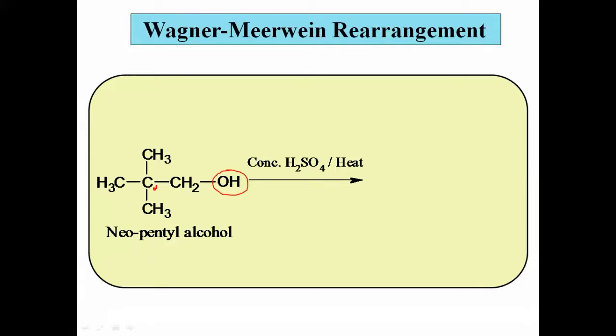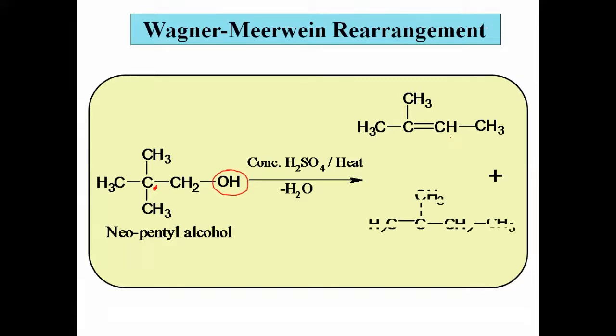But in actual practice, this neopentyl alcohol undergoes dehydration, and we get a mixture of two products. This is the first product, CH3 double bond CH3 after dehydration, and the second one is CH2 double bond CH3 CH2CH3. We get a mixture of these two products.